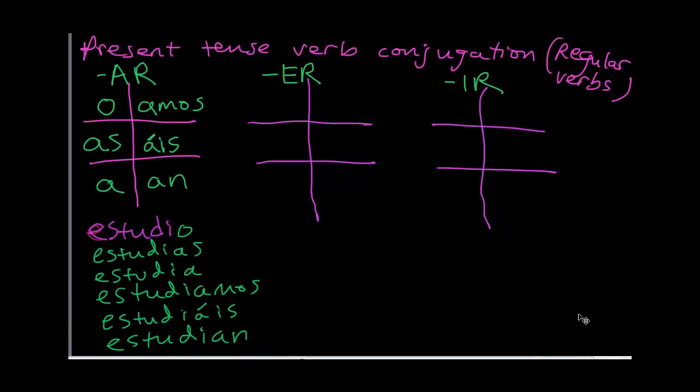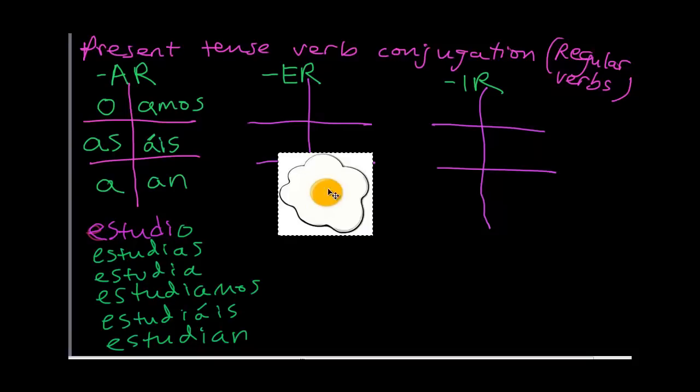So for un verbo E-R, and remember with this letter E, we're talking about E-R. That letter in español sounds like the a in egg. E, the letter is e.